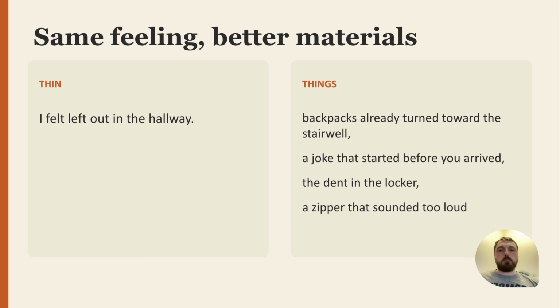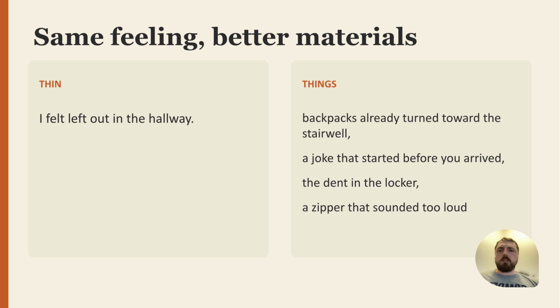The first version reports a verdict. The second version lets a reader stand in the hallway and arrive at the feeling themselves. That's the whole trick, and it's not a small one. This is why poets get picky about nouns and verbs. Nouns are things, and verbs are actions. Nervous is a label. Rattled is a thing happening. Labels are easy. Things take a second look.